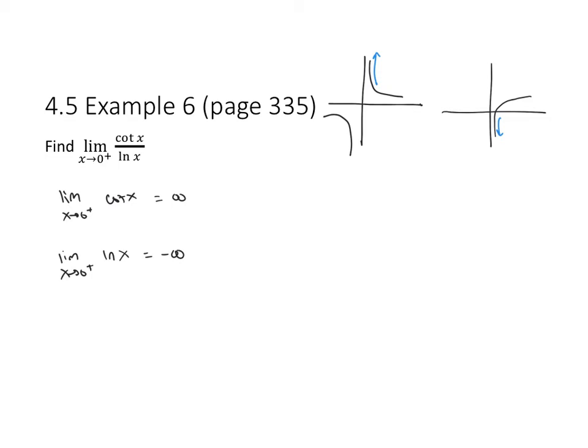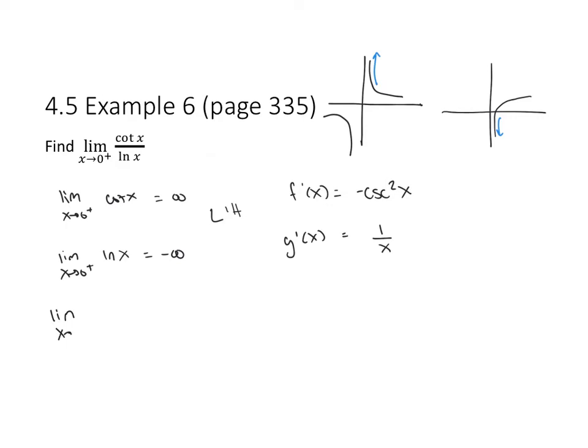Now, since infinity over negative infinity, or infinity over infinity, is an indeterminate form, we get to use L'Hopital's rule, and we'll take the derivative of the numerator over the derivative of the denominator. So the derivative of cotangent is negative cosecant squared x, and the derivative of the denominator is 1 over x.